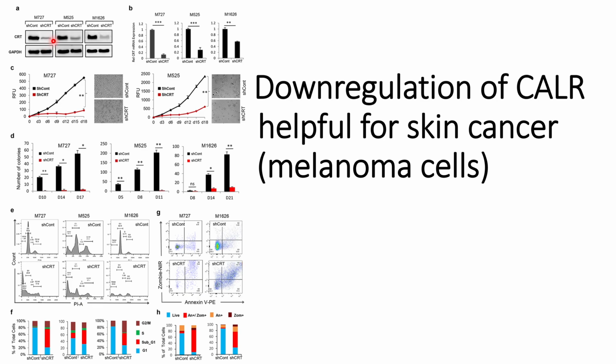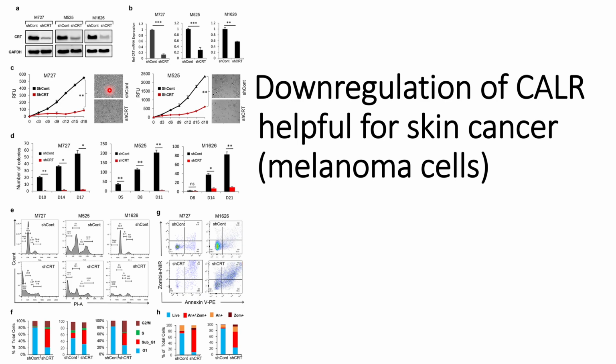We can see that calreticulum production is down regulated in SHCRT in all the three cells, and they have also quantified the mRNA production of this calreticulum in those cells. We can see that in SHCRT cells in all the three cases it is significantly down regulated compared to the control.